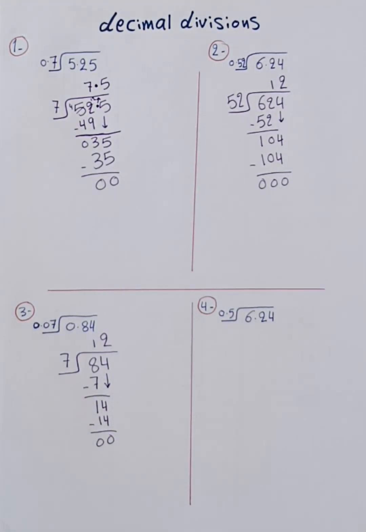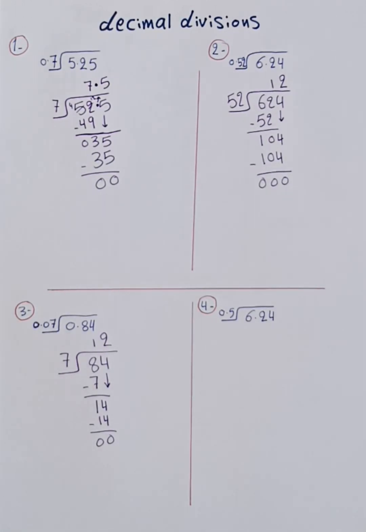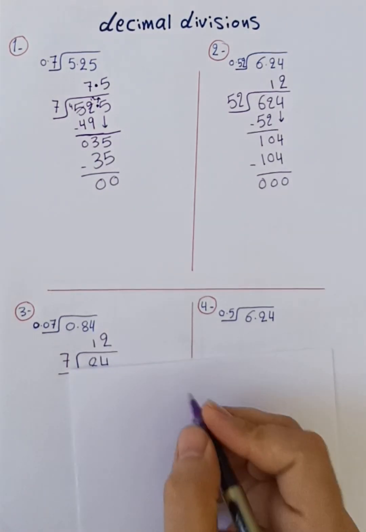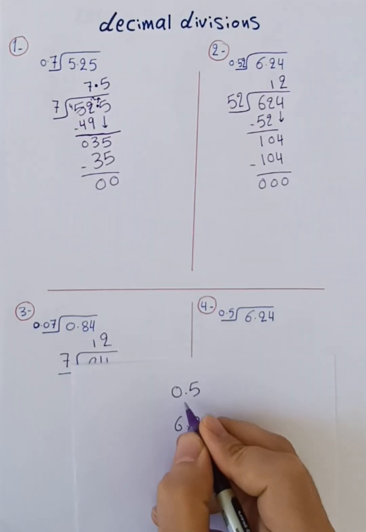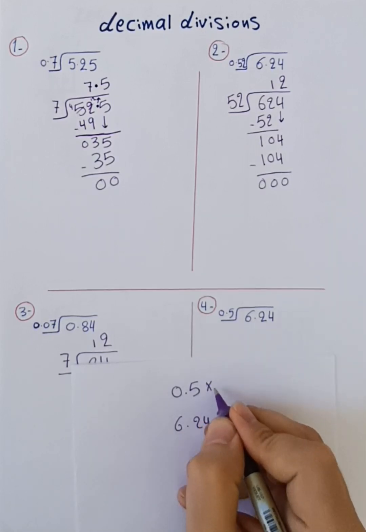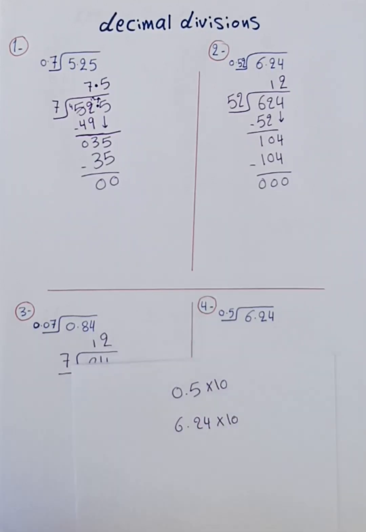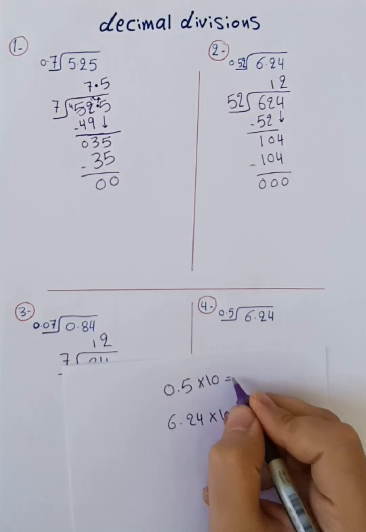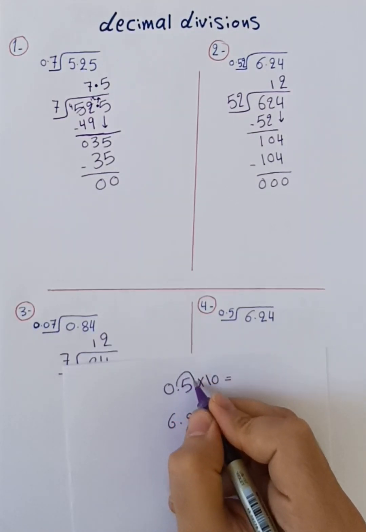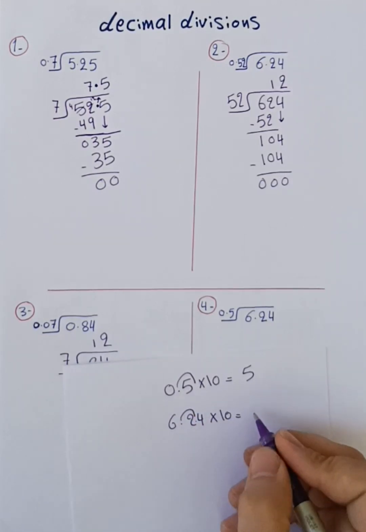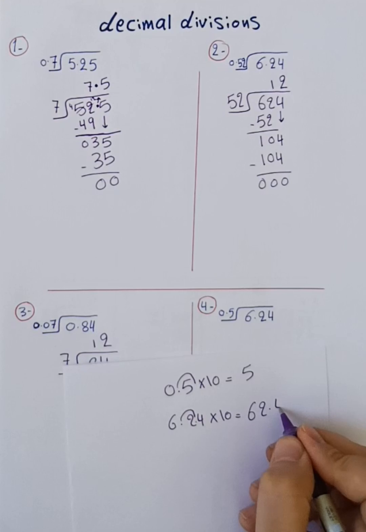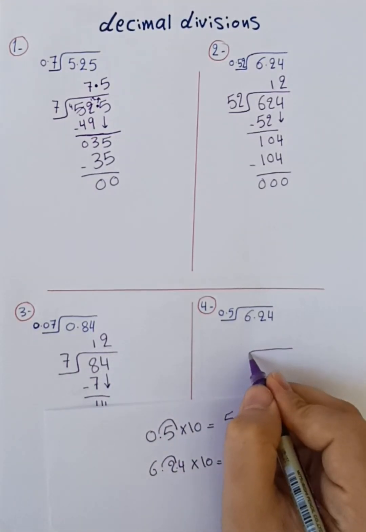Example number 4, we have 6 and 24 hundredth divided by 0 and 5 tenths. The divisor is a decimal number, so you have to change it to a natural number: 0.5 and 6.24. After this point we have only one number, so you have to multiply both the divisor and the dividend by 10. This decimal point moves 1 step to the right, becomes 5, and this decimal point moves 1 step to the right, becomes 62.4.